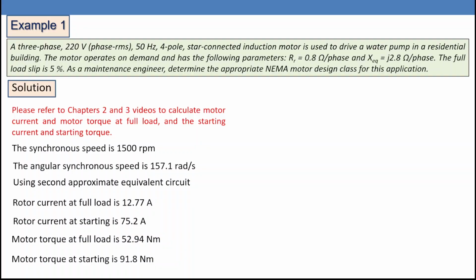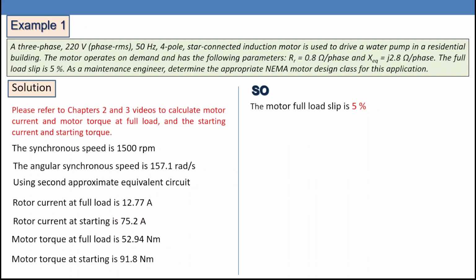And the current at starting is 75.2 ampere. Motor torque at full load is roughly 53 Newton meter, and motor torque at starting is roughly 92 Newton meter. So the motor full load slip is 5%. This is number one. So we are going to exclude Class D because the motor is running at high speed. So we still have A, B, and C.